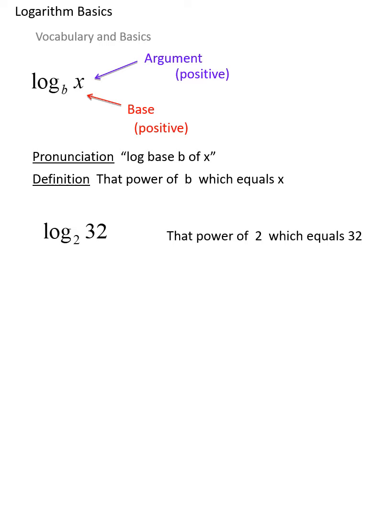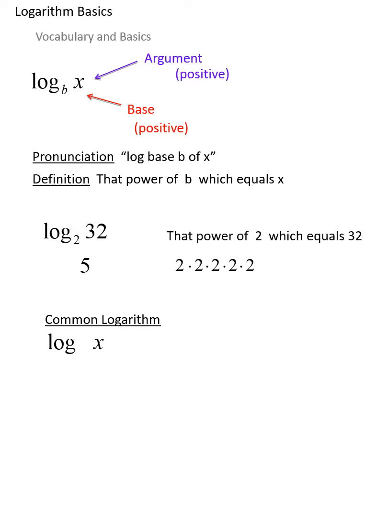You may have come up with 5. If not, watch this. 2 to the second power is not 32. 2 to the third power is not 32. It's 8. 2 to the fourth power is 16. And 2 to the fifth power just so happens to be exactly 32. And therefore, the log base 2 of 32 is 5, because 2 to the fifth power is 32.